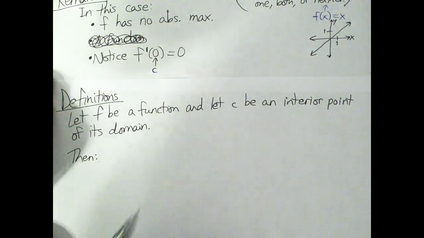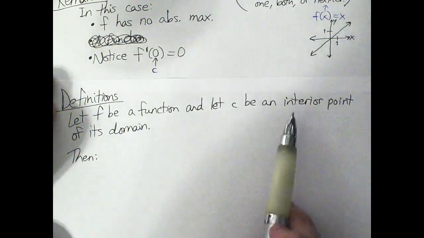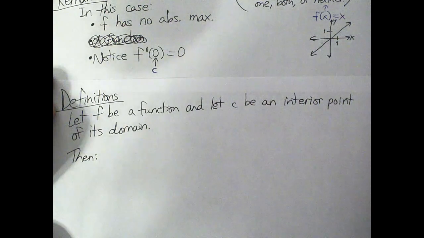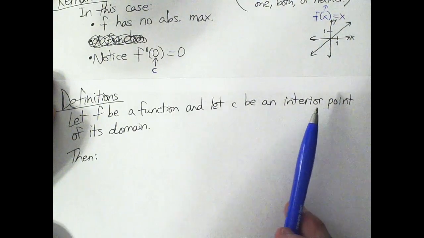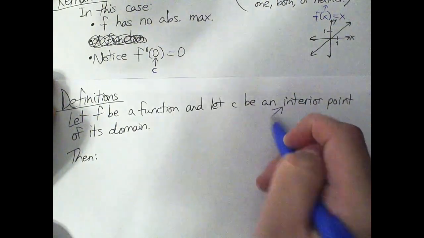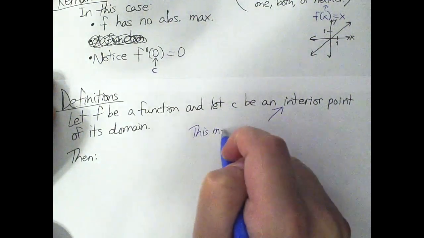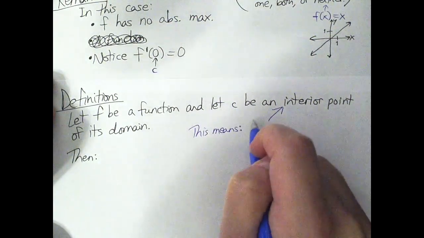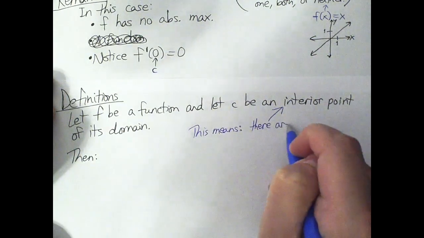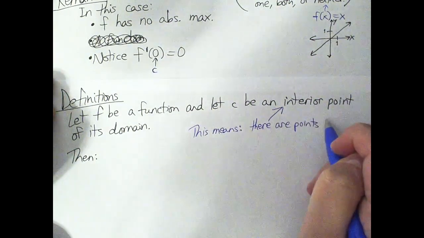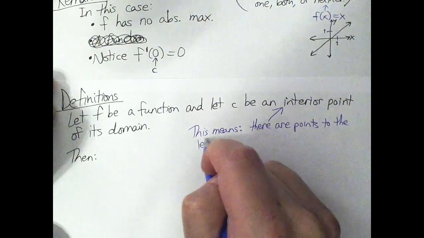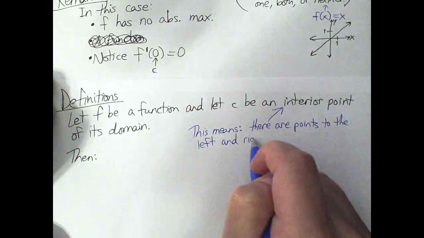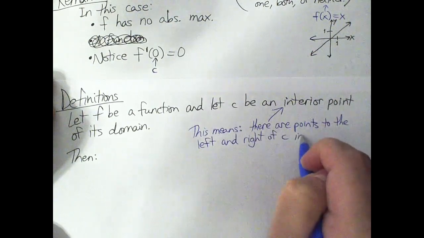All right, now we want to have two definitions here. But I actually used a phrase that you might not know what it means, so maybe I need to do a definition inside this definition. What is an interior point of its domain? I'll tell you here. So this means there are points to the left and right of c in the domain.